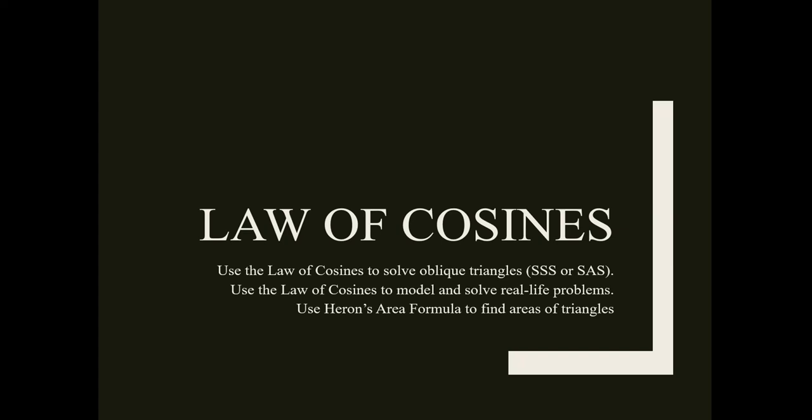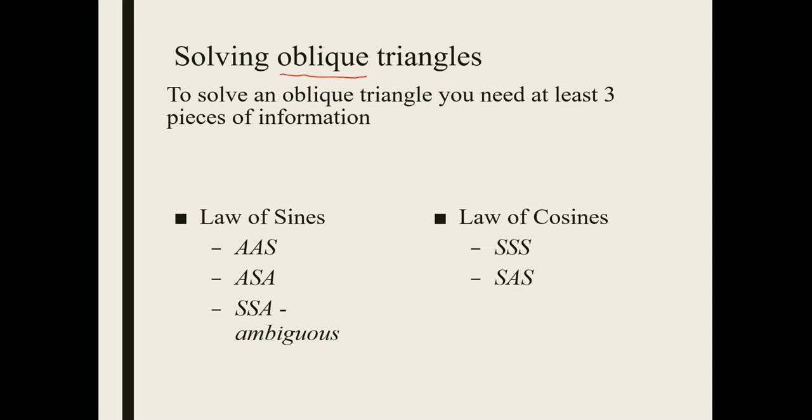This lesson is about the law of cosines, and we'll also be talking about using Heron's formula to find the area of a triangle. Last class we talked about solving an oblique triangle. Remember, oblique just means non-right. To solve an oblique triangle, you need at least 3 pieces of information. It could be angle, angle, side; angle, side, side; or side, side, angle, which is the ambiguous case. We talked about that last time. In those situations, you use the law of sines.